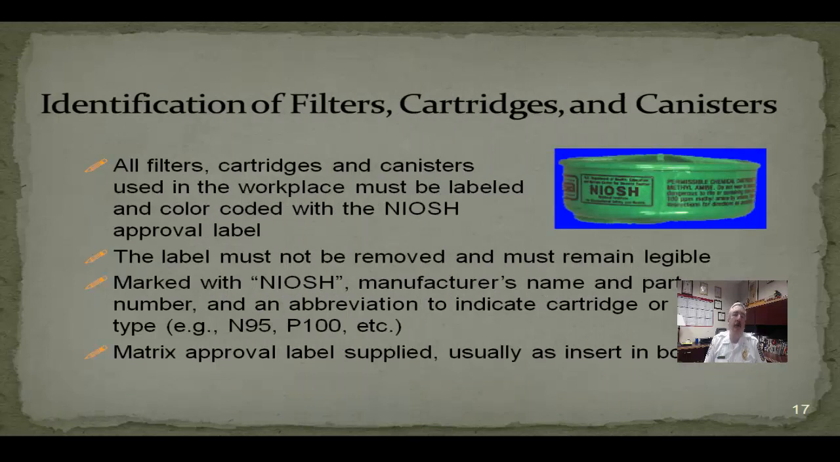When we look at those types of canisters and cartridges, we should make sure that it has a NIOSH approved label. These labels should not be removed. They should be clearly legible. They should be clearly marked NIOSH, and they should clearly identify an expiration date as well as clearly identify the type of filter material. Is it an N95 or is it a P100?